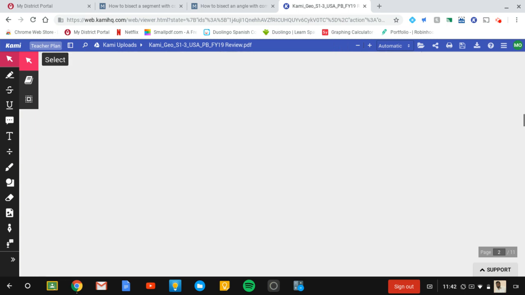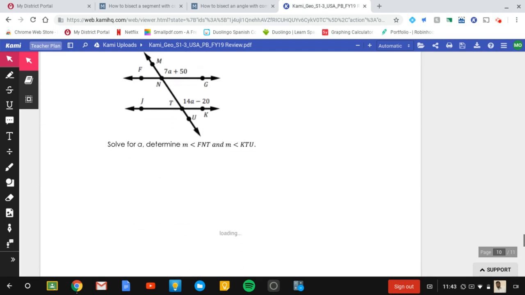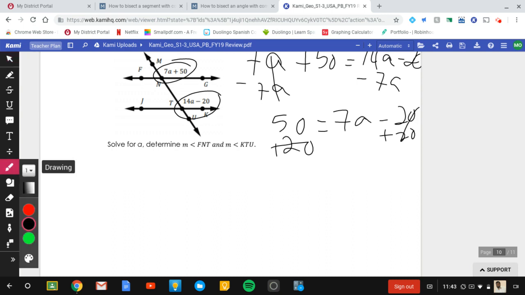Let's scroll all the way down to which one we're doing? 10. Go to 10. Go up one more right here. Let's go to 10. Yep. And now we have 7A is equal to 70, which means A is going to equal 10.